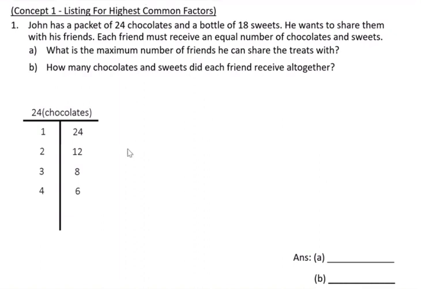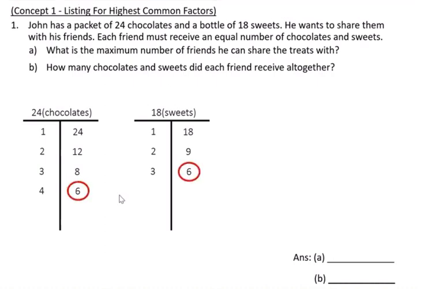Okay? And now we have to look for the factors of 18. Factors of 18 will definitely be 1 and 18, 2 and 9, 3 and 6. That's all. So if you look at these two groups of factors, why do we want to find factors? Because the number of friends that John shared the chocolates with must be the same as the number of friends he shared the sweets with. So that's why we need to find out. So if you look at this, you know that the highest common factor is actually the 6.